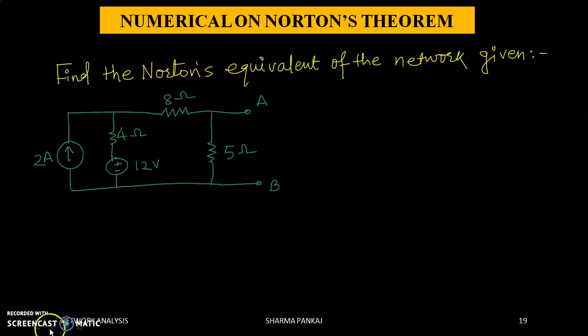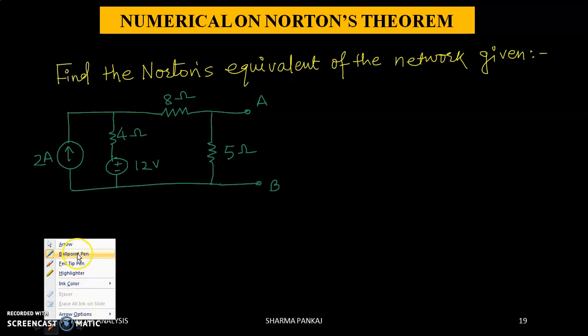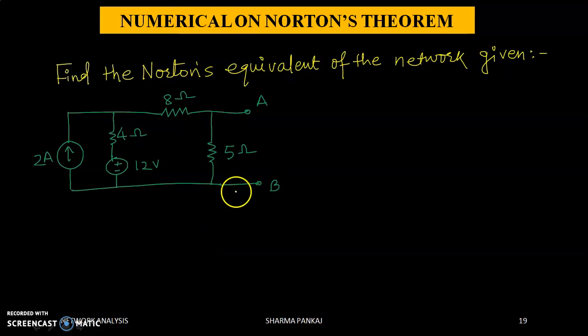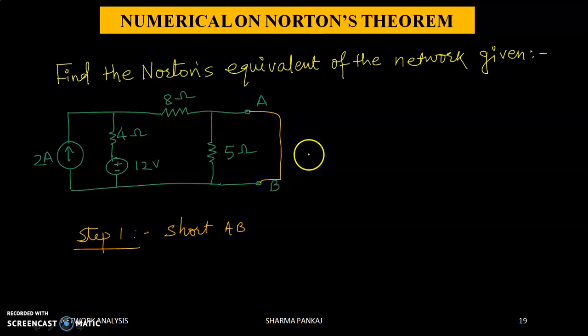Now the first step is what we are going to do. Step number 1. What is step number 1? Step 1 is to short the branch AB, short circuit the branch AB, that is short AB. We are going to short this AB. See this? I have connected this and shorted this. So the short circuit current IN will flow. We have studied this.